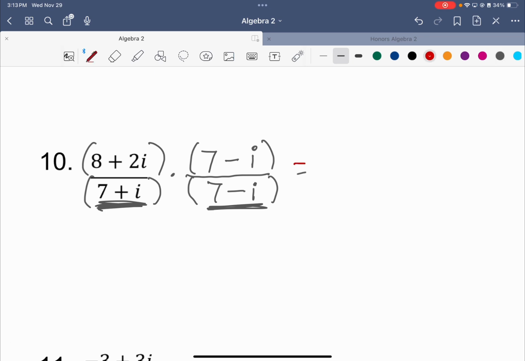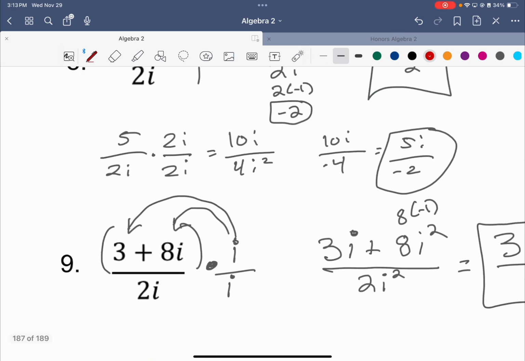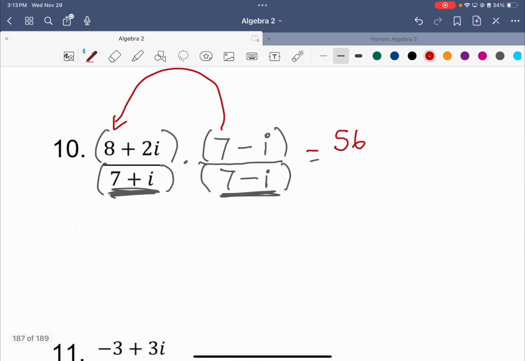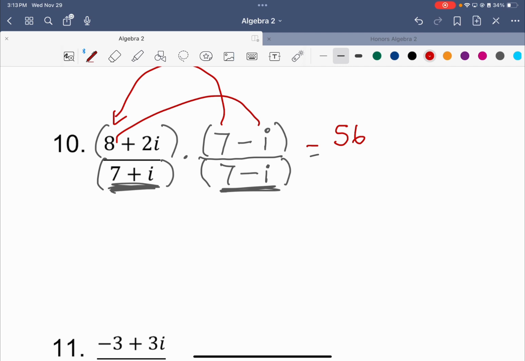Okay, so now we're just multiplying. We're foiling. 7 times 8 is 56. 8 times negative i is negative 8i. 2i times 7 is 14i. 2i times negative i is negative 2i squared.